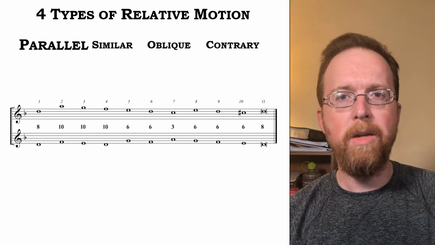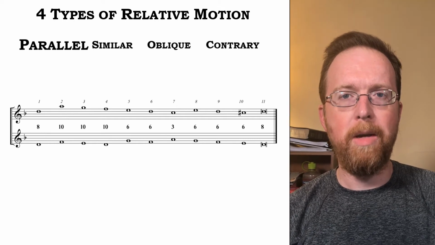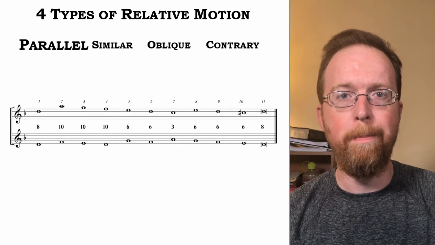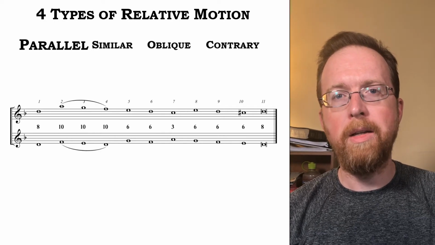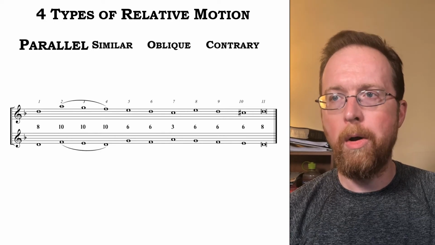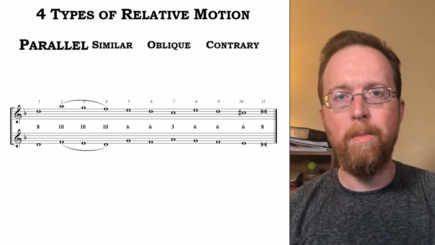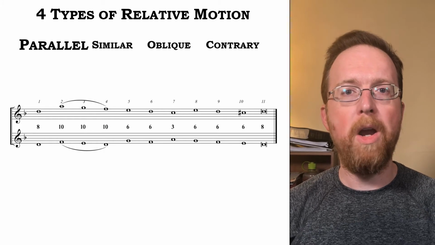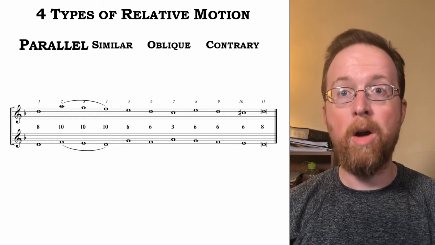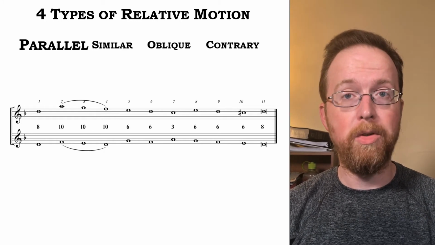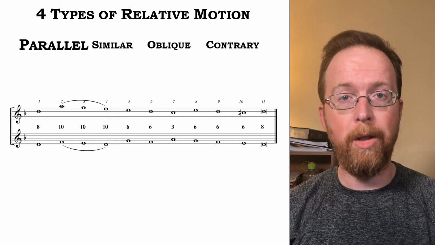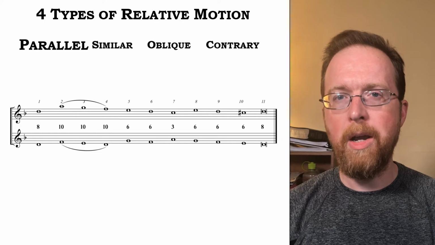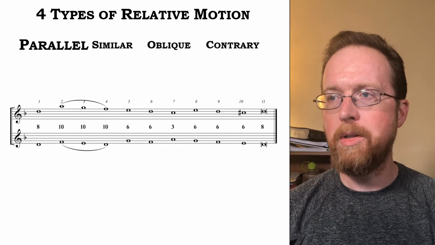Parallel motion indicates that both voices are moving in the same direction and maintain the same intervallic distance between them. Notice that in measures 2, 3, and 4, both voices are moving down by step. Since they are maintaining the same harmonic interval of a tenth for these three measures, we classify this relative motion as being parallel. Do you see any other instances of parallel motion in this example?